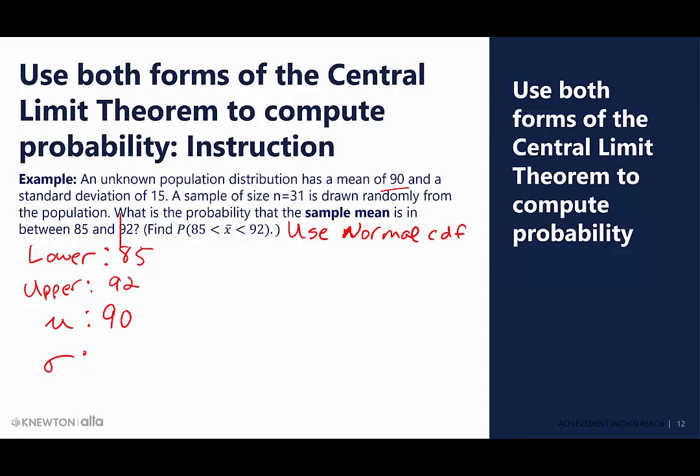And the standard deviation that we're going to use, as you can tell by now, is not just the 15. It's going to be 15 divided by the square root of n. And n is 31. And that is because we are applying the central limit theorem. Whenever they say find the probability of a sample mean, you got to use the CLT, the central limit theorem. Now we're going to put all this information into our calculator, just like we did in the last video.